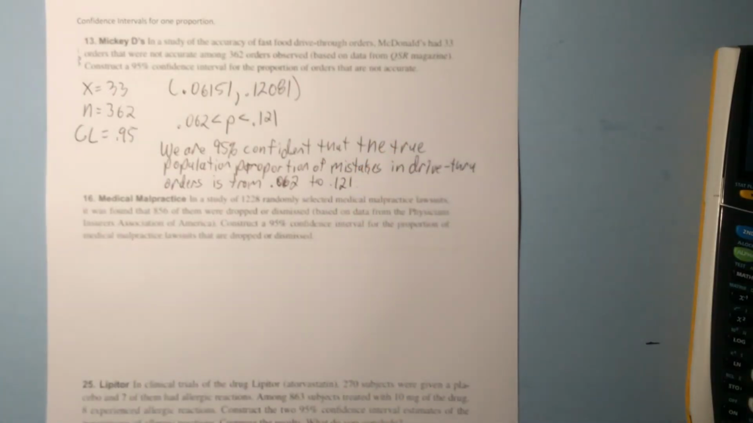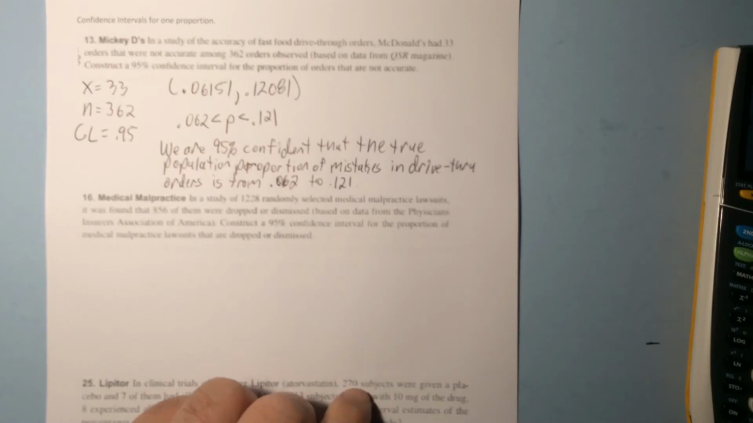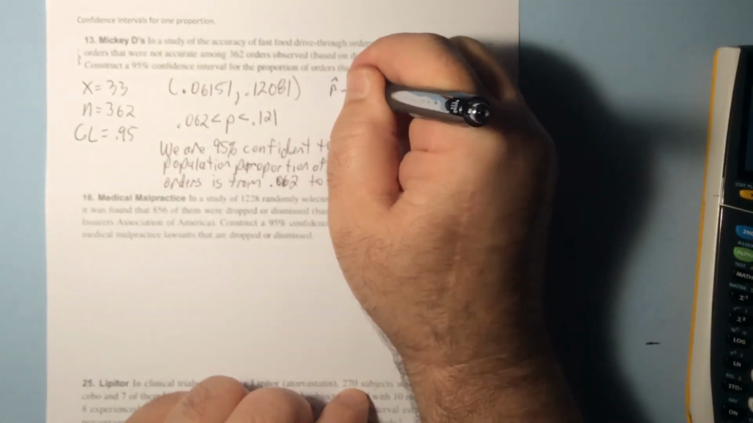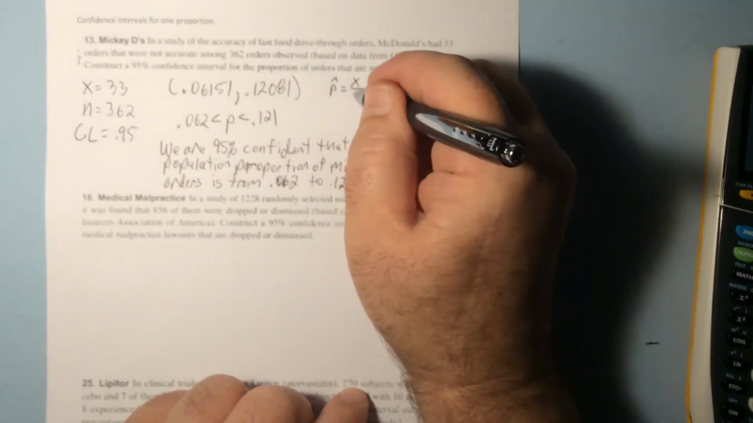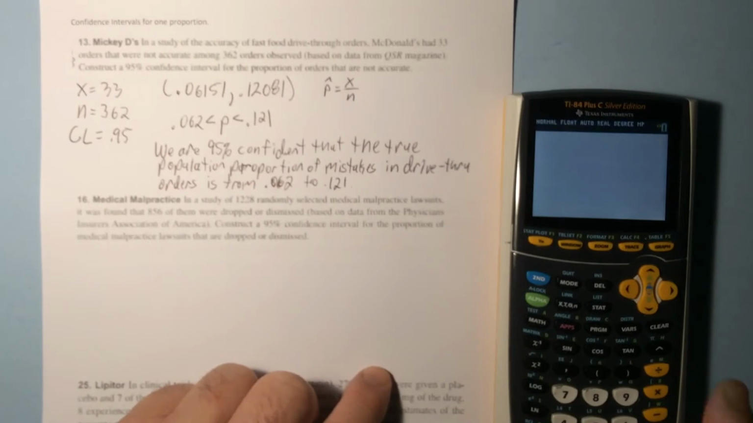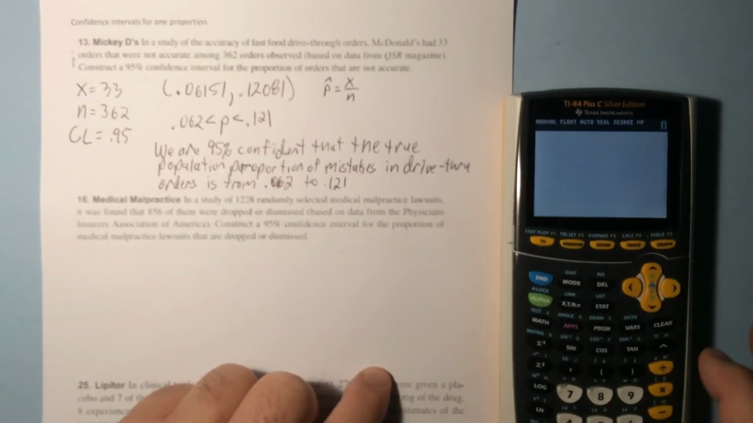And that's it. So a couple of the things that you may be interested in calculating is the sample proportion. If you want to calculate the sample proportion, that's going to be p hat, which is equal to x divided by n. So if I take the calculator here, and, oh, you know what? Actually, I take that back.